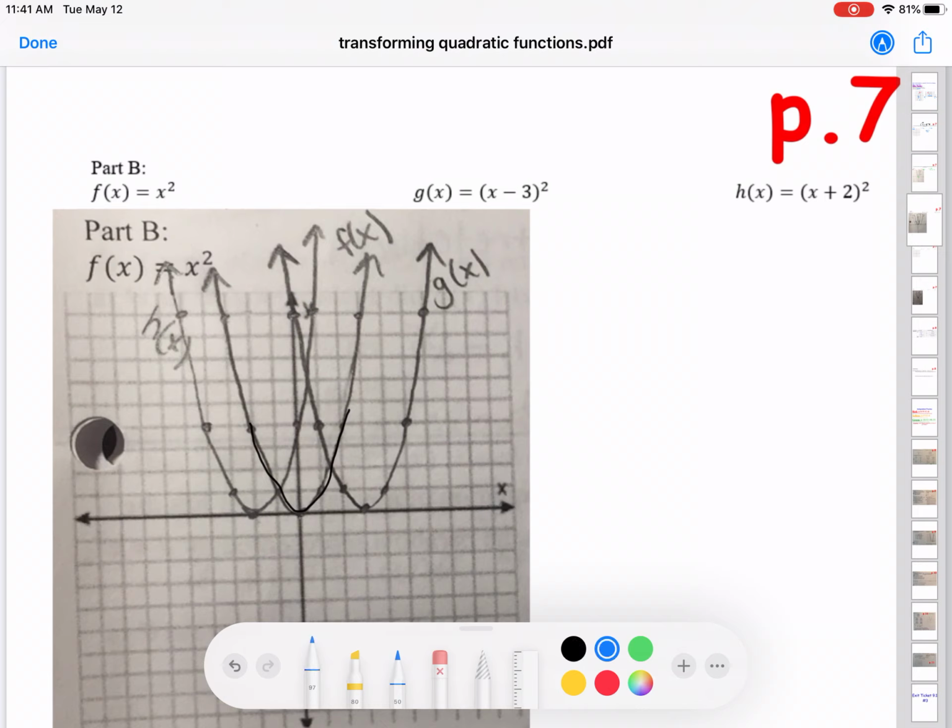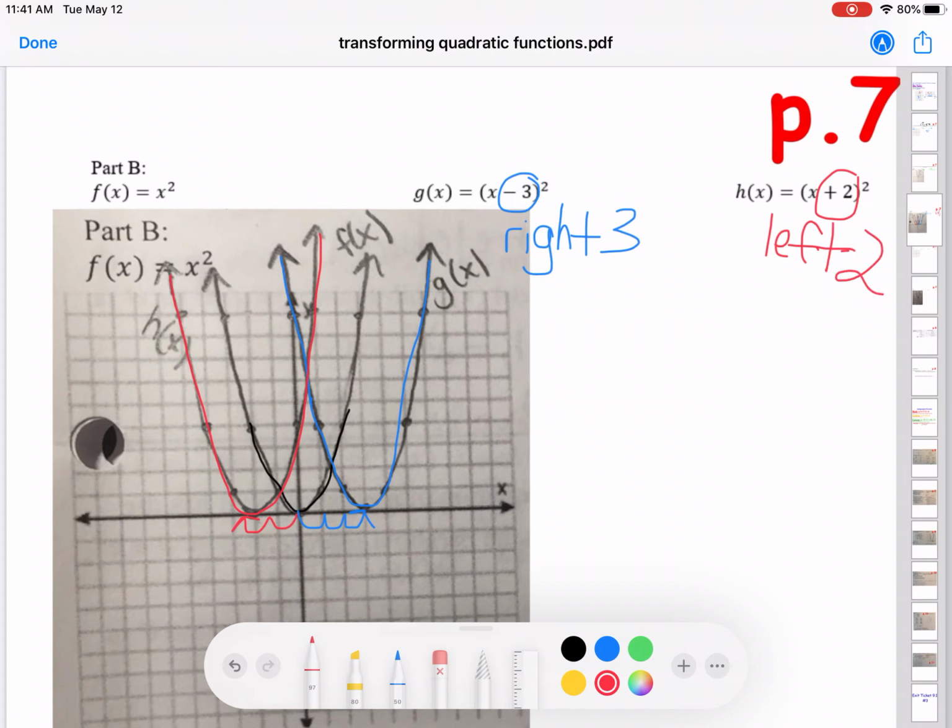Now to get to g of x, you'll notice that g of x is this function over here on the right side. The way that we move that is that we move the graph to the right 3 units. So when we put a -3 inside the parentheses, the graph was shifted to the right. Looking at h of x, this graph over here on the left side, if we compare that back to the original function, you see that this graph was moved to the left 2 units. So putting that +2 on the inside moves the entire graph to the left 2 units.